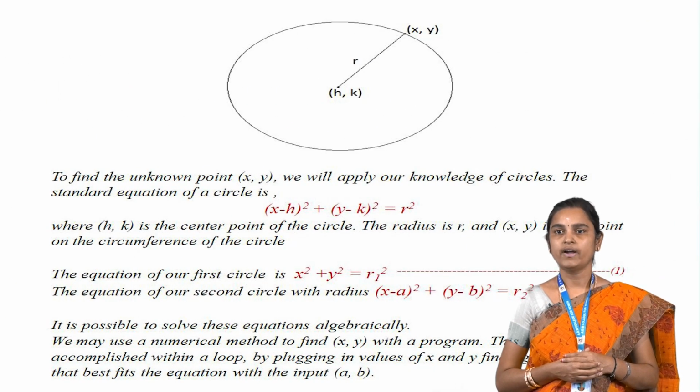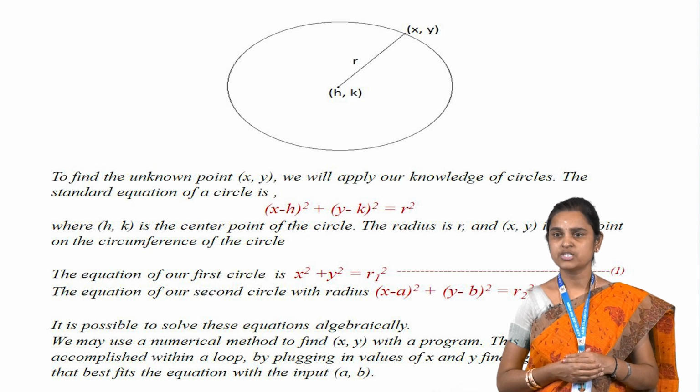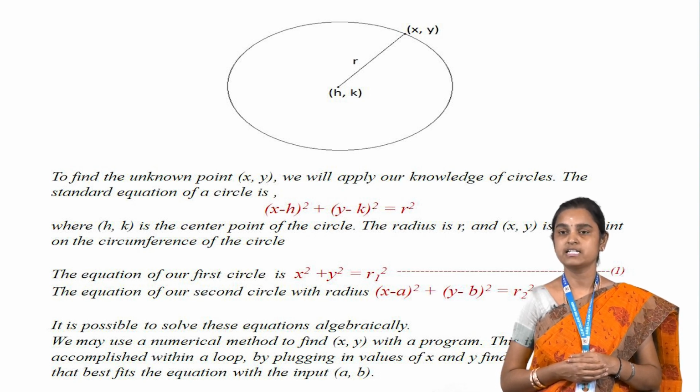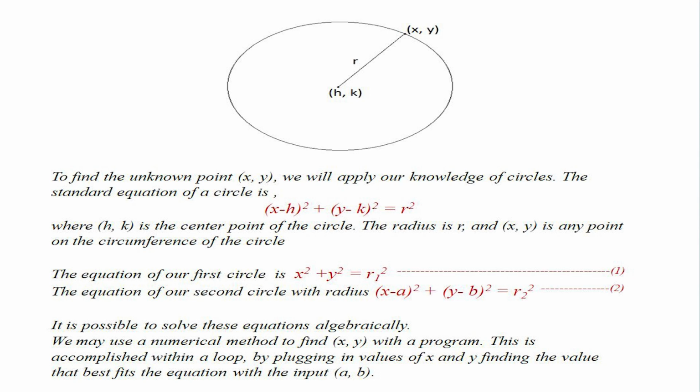To find the unknown point X, Y, we will apply our knowledge of circles. The standard equation of a circle is x square plus y square equal to r square. Here h comma k is the center. So (x minus h) whole square plus (y minus k) whole square equal to r square, where h comma k is the center point of the circle. The radius is r and x comma y is any point on the circumference of the circle.